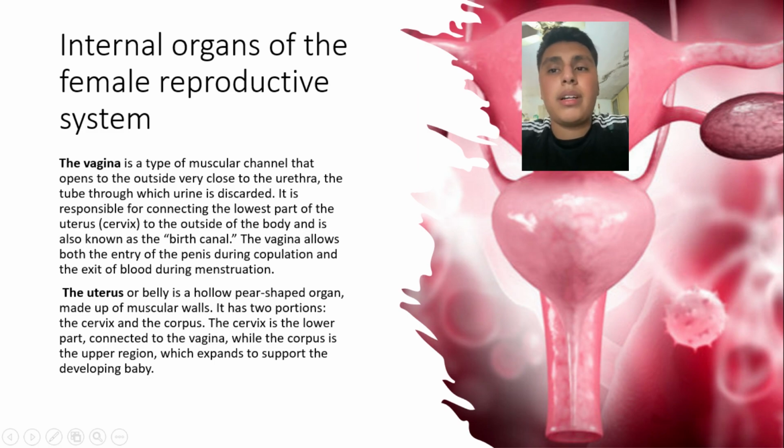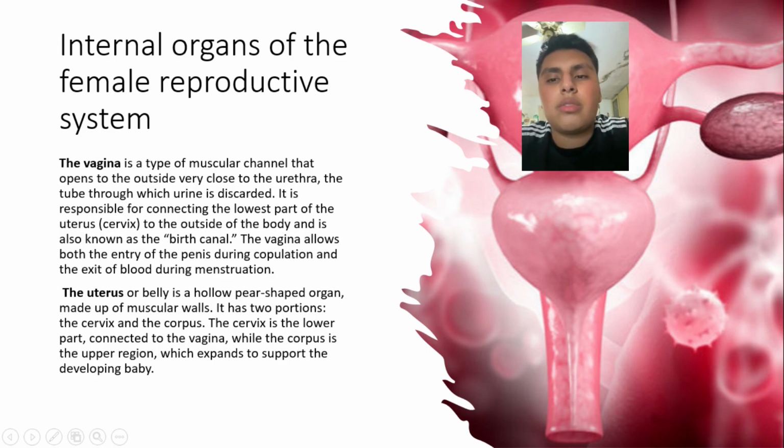Internal organs of the female reproductive system. The vagina is a type of muscular channel that opens to the outside very close to the urethra, the tube through which urine is discarded. It is responsible for connecting the lowest part of the uterus, the cervix, to the outside of the body and is also known as the birth canal. The vagina allows both the entry of the penis during copulation and the exit of blood during menstruation.